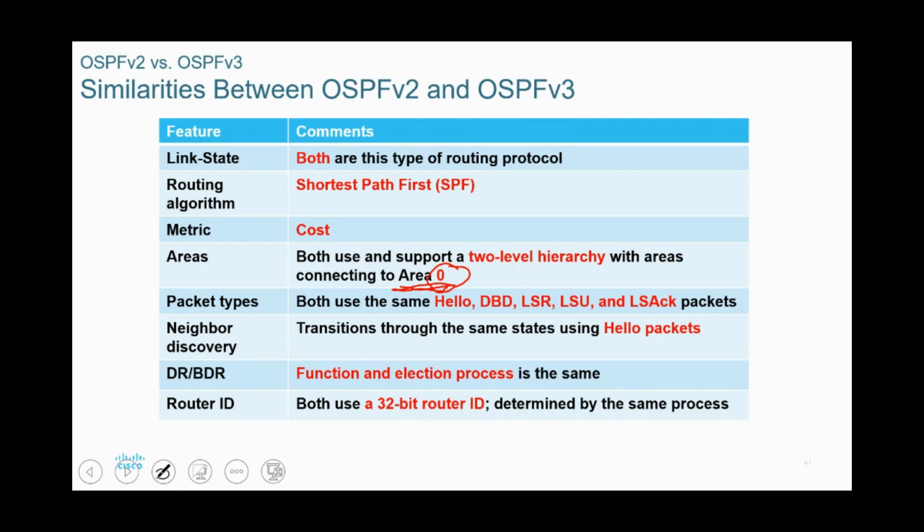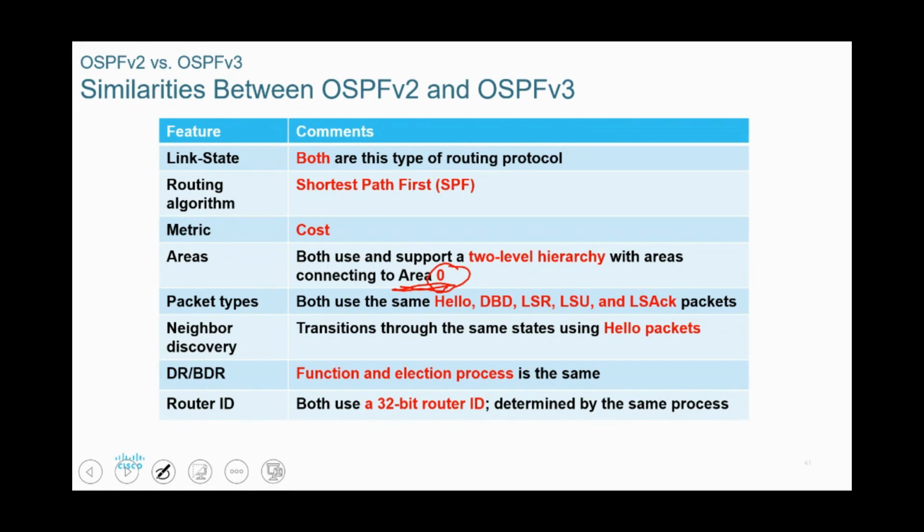So your packet types both use the same Hello, DBD, LSR, LSU, and LSAck, which is the link state acknowledgement. So they are also using the same packet types. Neighbor discovery is also the same. They are using the Hello packets to send to their neighbors.